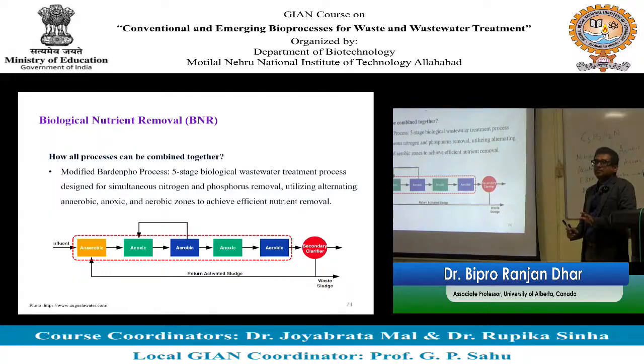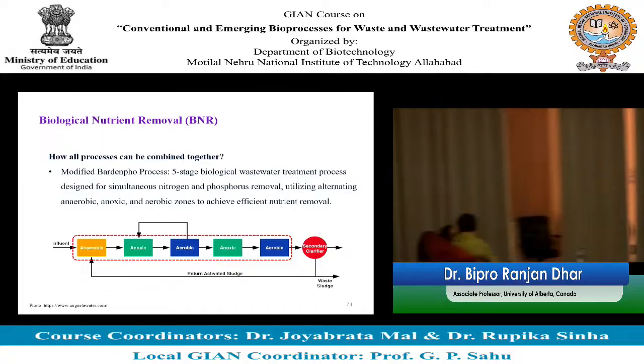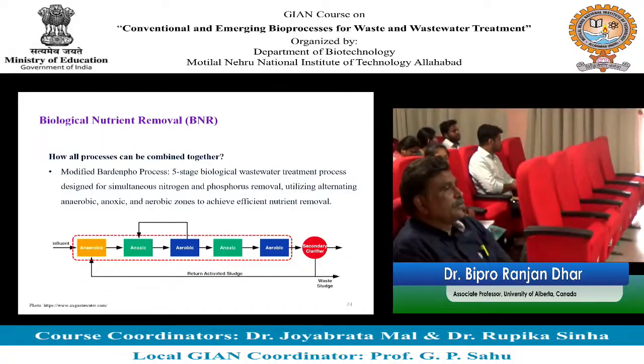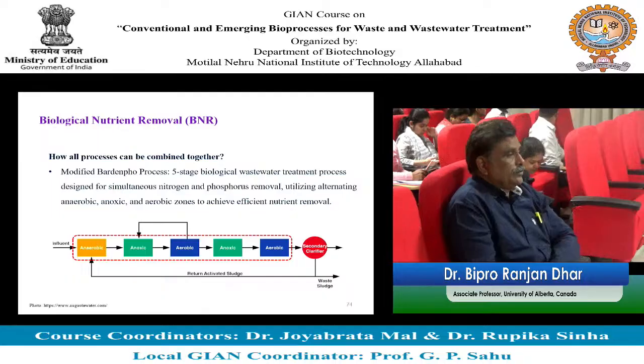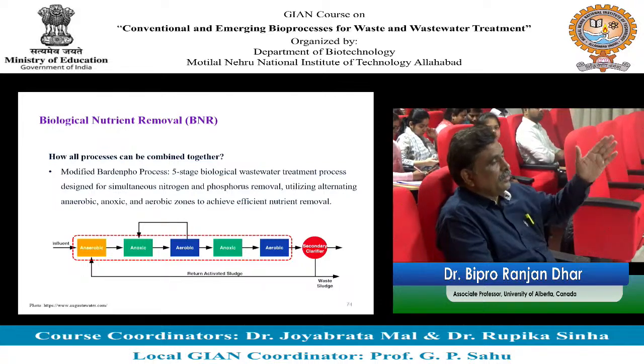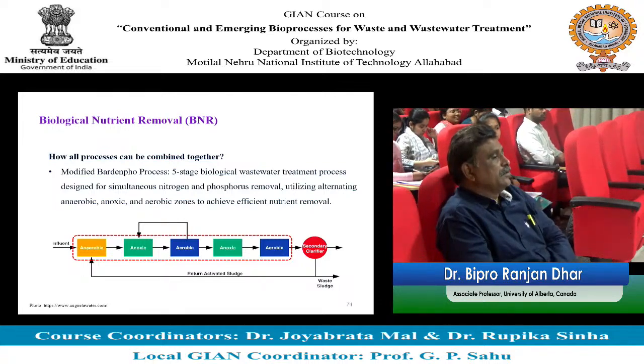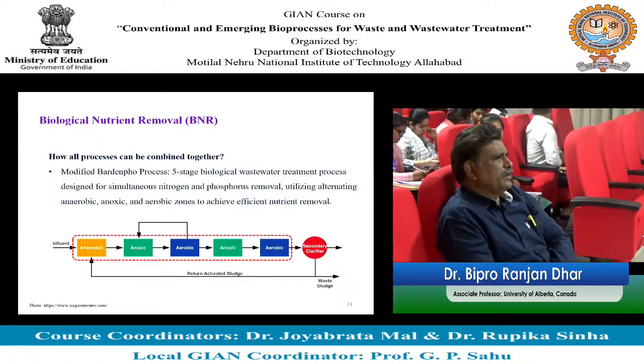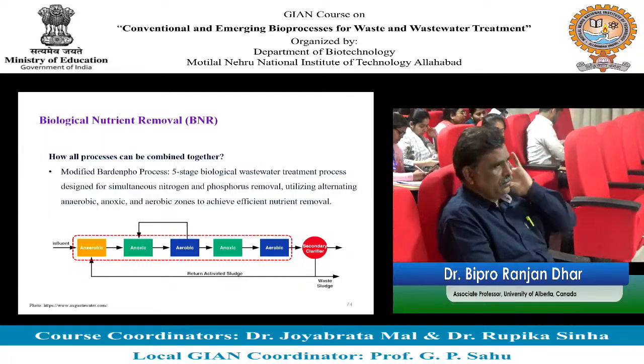What is the major source of nitrogen, phosphorus, sulfur? Nitrogen is mainly coming from urine. Domestic source? Industrial, actually, it's specific to the industry. What industry are you talking about? I think municipal wastewater also has that ammonia smell. Yeah, it's mainly coming from urine and protein degradation.